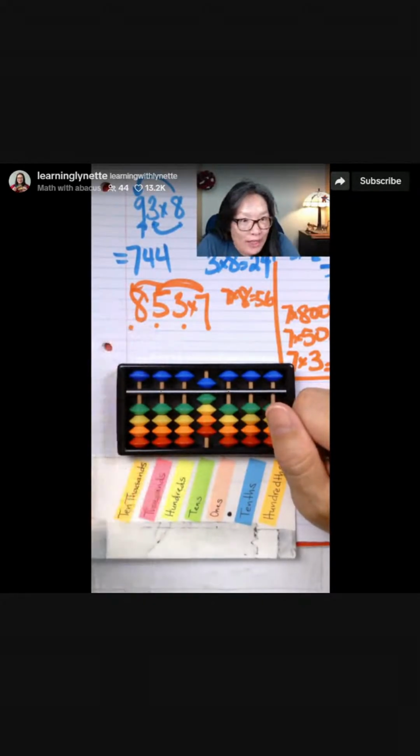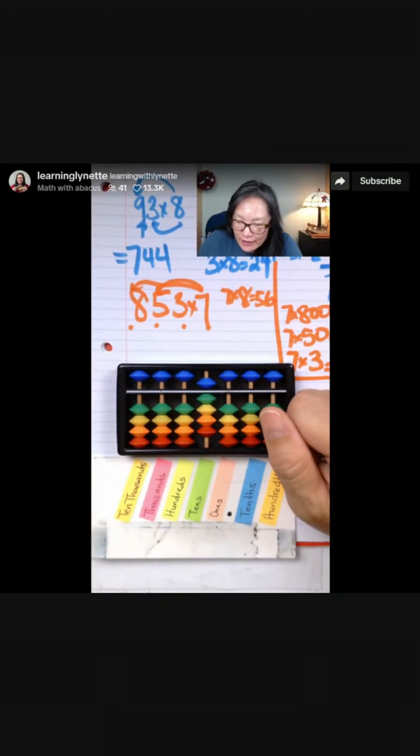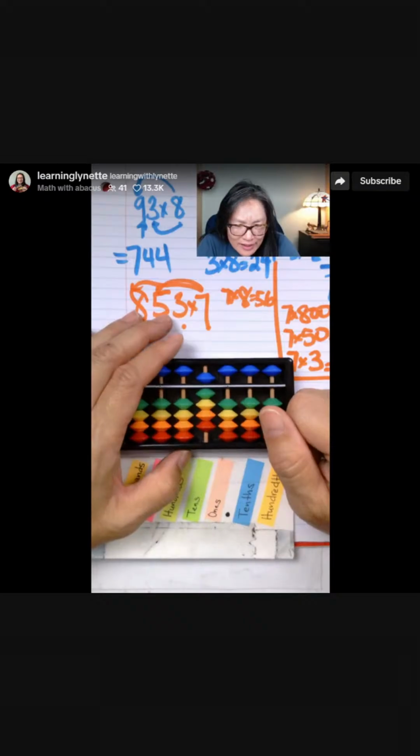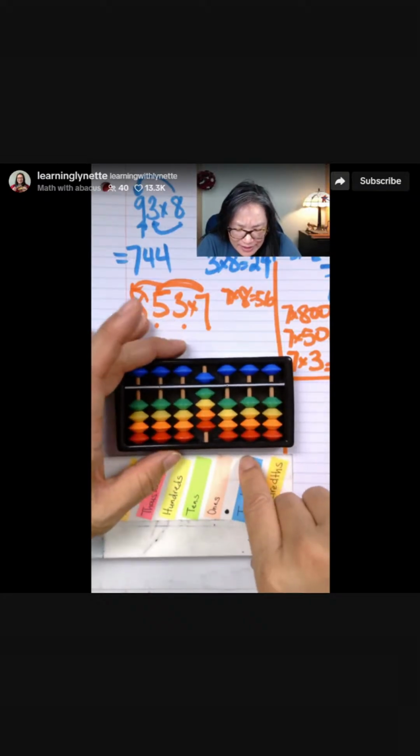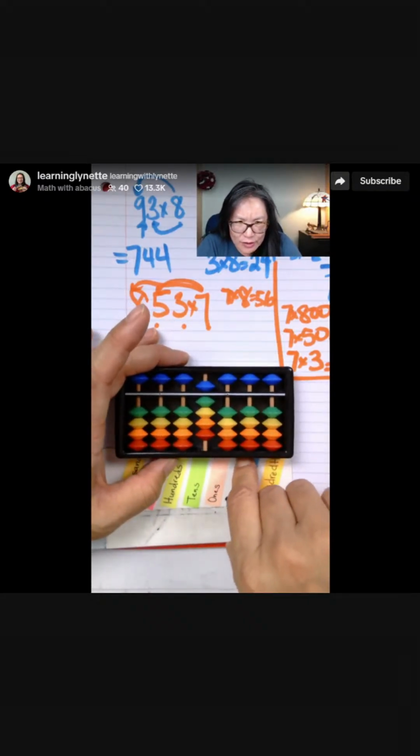I have a person that came in, and apparently I was talking, and they learned the abacus, and they bumped their grade up to a 3.8. And I was like, what? That's crazy. Yeah. It's really easy.